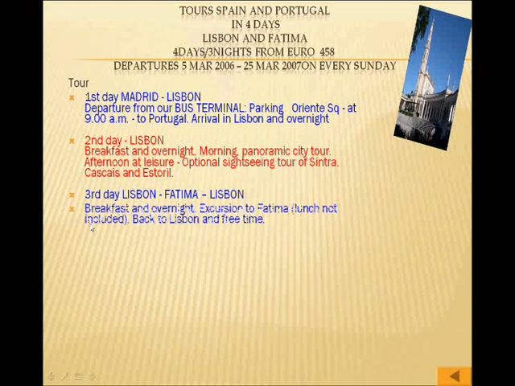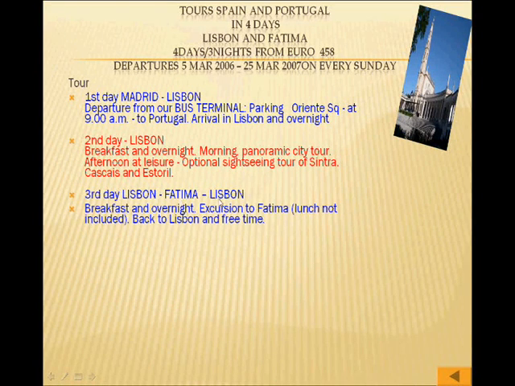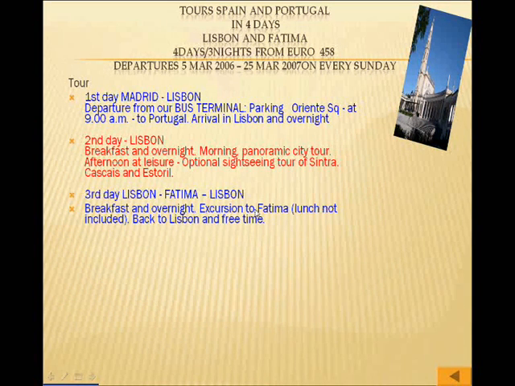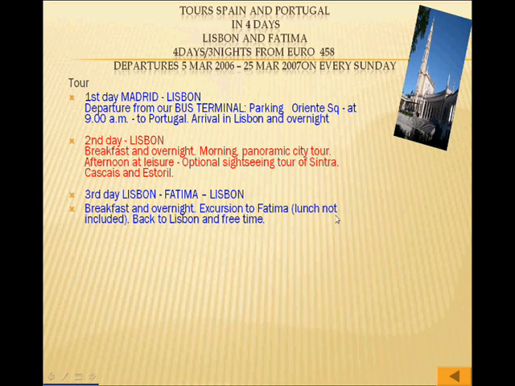The third day, it's from Lisbon, Fatima, to Lisbon back again. Remember, in the second day they are staying in Lisbon. The third day you go to Fatima, you come back to Lisbon. So the third day there is breakfast and overnight. It means people take breakfast and stay at the hotel all the night. We got excursion to Fatima, lunch not included.